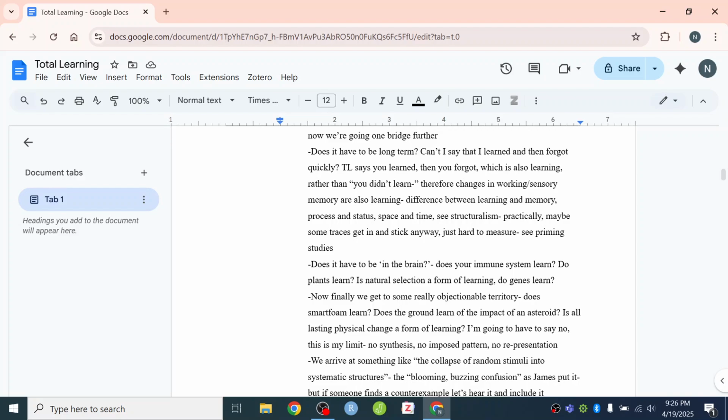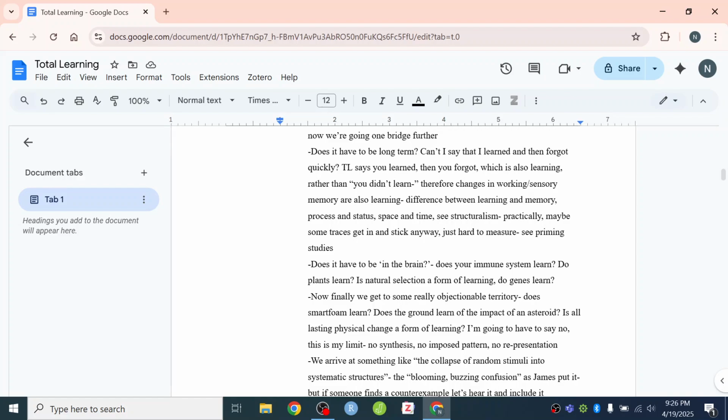Does the ground learn of the impact of an asteroid? It sure seems like it's expressing itself differently after this external stimulus. Is all lasting physical change a form of learning? I'm going to have to say no. That smartphone does not learn.